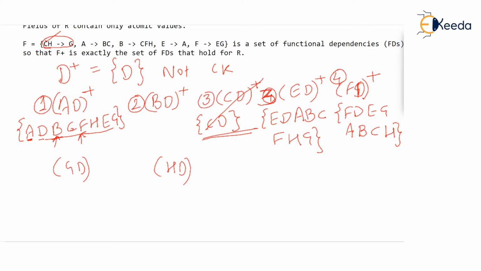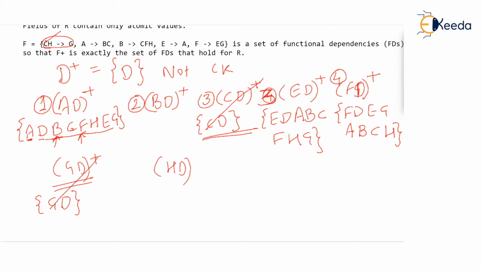Now let's see GD closure. I hope you are remembering that D has to be part of the candidate key because D is never on the right hand side of any FD. So that's why D is an inherent part of all these candidate keys. Now, if you find GD closure, you will not get all the 8 attributes. Just find out. GD will contain GD. And now you see the left hand side of all the functional dependencies is not going to bring in anything other than G and D. So GD is not the candidate key.